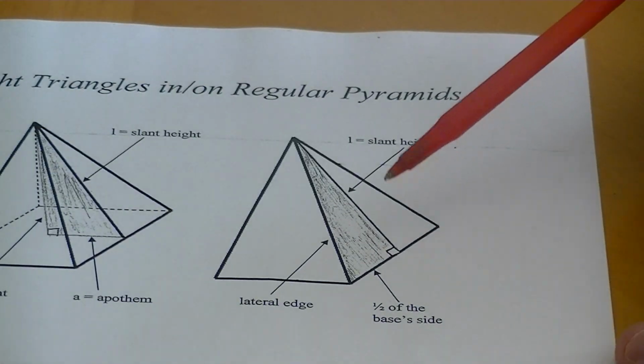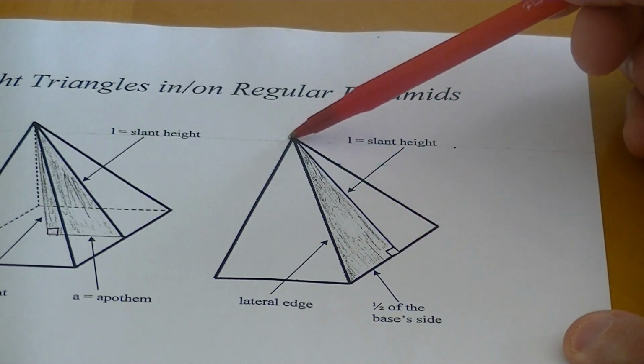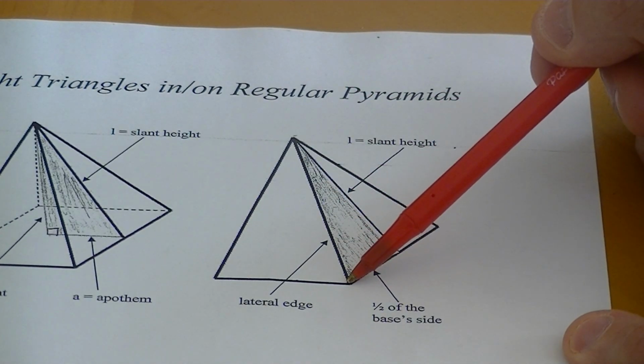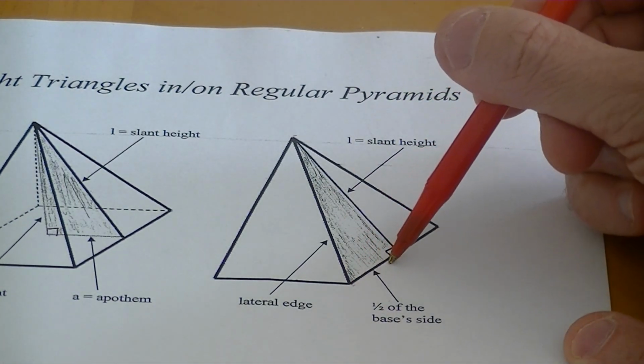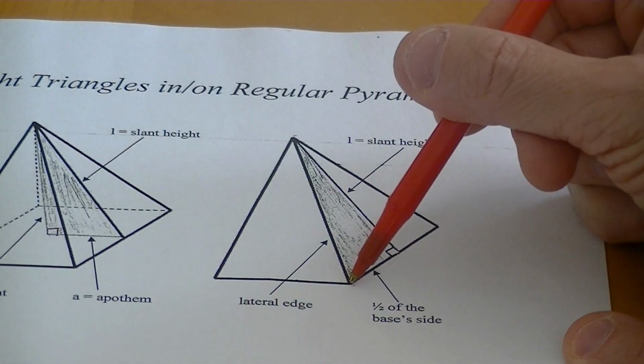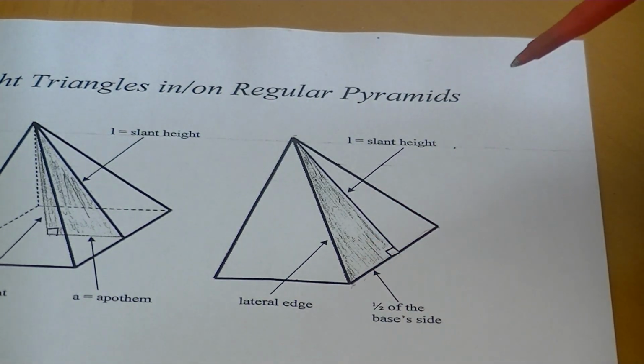Here's another right triangle to be aware of. Sometimes you'll know the slant height and you'll know this lateral edge. And if you know those 2, then you could do a Pythagorean theorem to figure out how long this is. And once you know this, you can double it and you get a length of the side of the base.